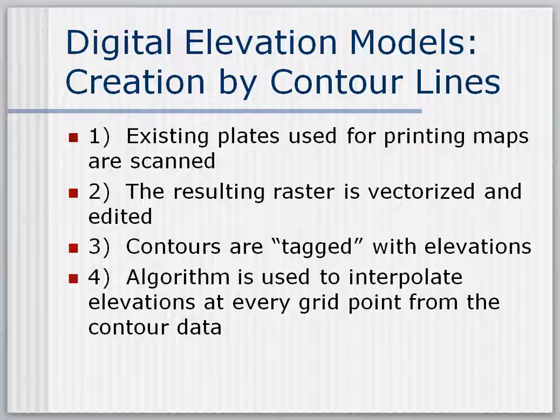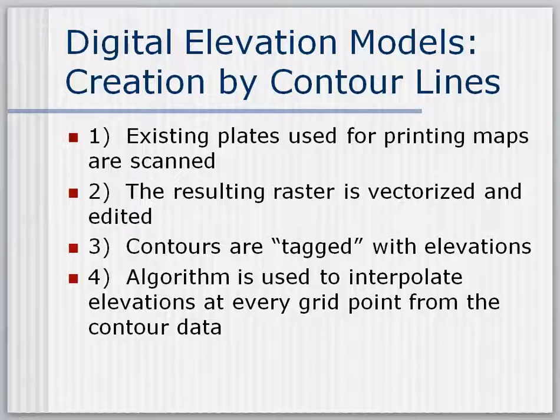Existing plates used for printing maps are scanned. In the very beginning, what they did is they took paper maps and they scanned them. And once they were scanned, they were vectorized and edited. That's just part of the process of putting them into the electronic world. The contours are tagged with elevations. That's when you digitize: you take the contour lines that you had on the paper map and you recreate them and give them their electronic equivalent.